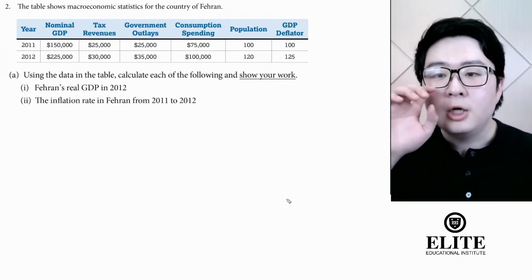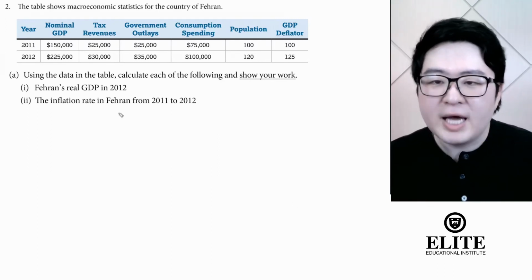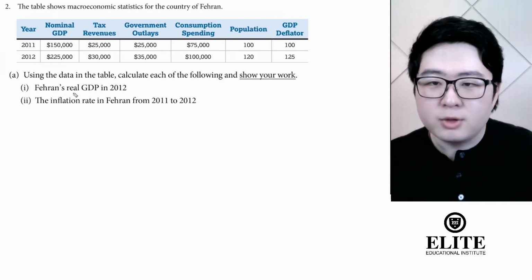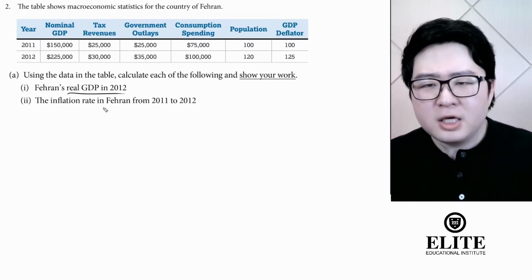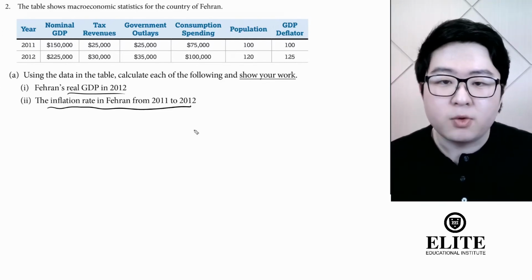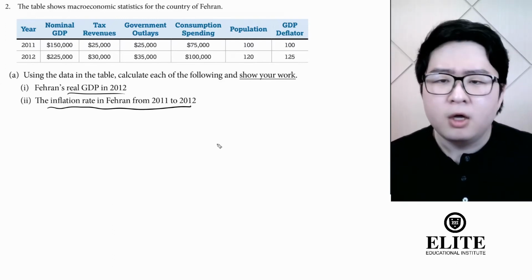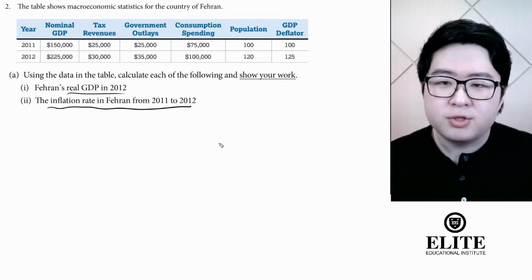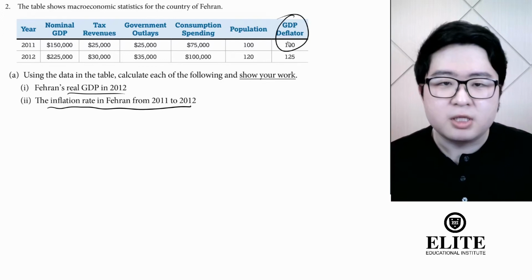We read, using the data in the table, calculate each of the following and show your work. So we're being asked to calculate Tehran's real GDP in 2012 and the inflation rate in Tehran from 2011 to 2012, right? And here, it's actually going to be easier to solve part two first. That is, it's going to be easier to calculate the inflation rate before we calculate Tehran's real GDP in 2012. So, how do we calculate the inflation rate? Well, we're going to need to take a look at something called the GDP deflator.